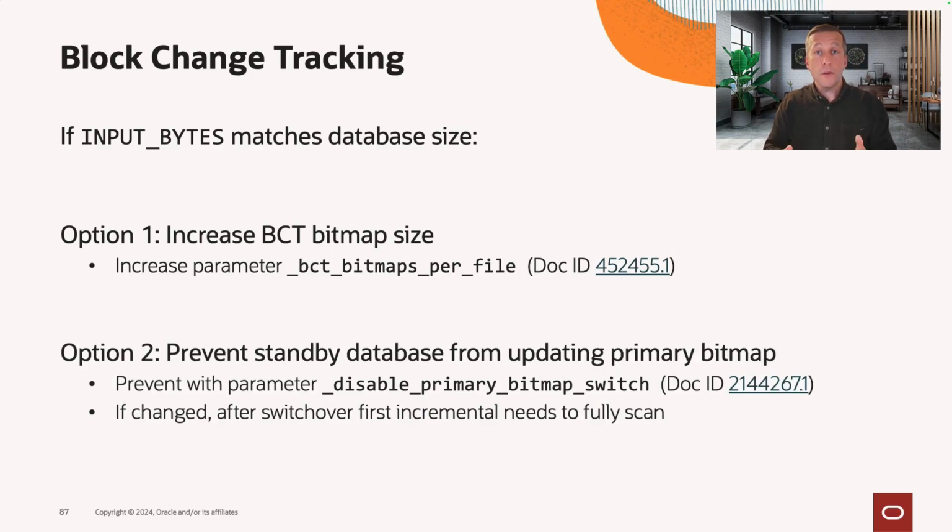The situation with a bitmap that gets under pressure can be worse in a Data Guard situation because the standby database will update the bitmap on the primary database. This ensures that when you switch over, the next level 1 doesn't need to fully scan the database. But the flip side is that all the backups from the standby database take room in the bitmap on the primary database. You can turn this behavior off using a different underscore parameter.